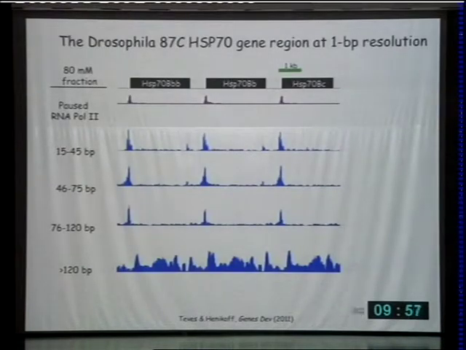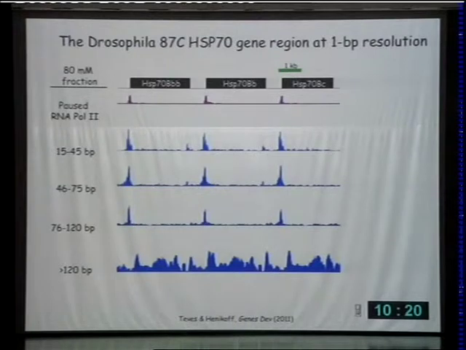So if we look at a particular region of the Drosophila genome, this is a region with 3 tandemly repeated heat shock protein 70 genes. And what we see is there's paused Pol2, as John Lis showed a long time ago. We see some subnucleosomal particles, both upstream and downstream of the genes, and we see a complex nucleosomal landscape.